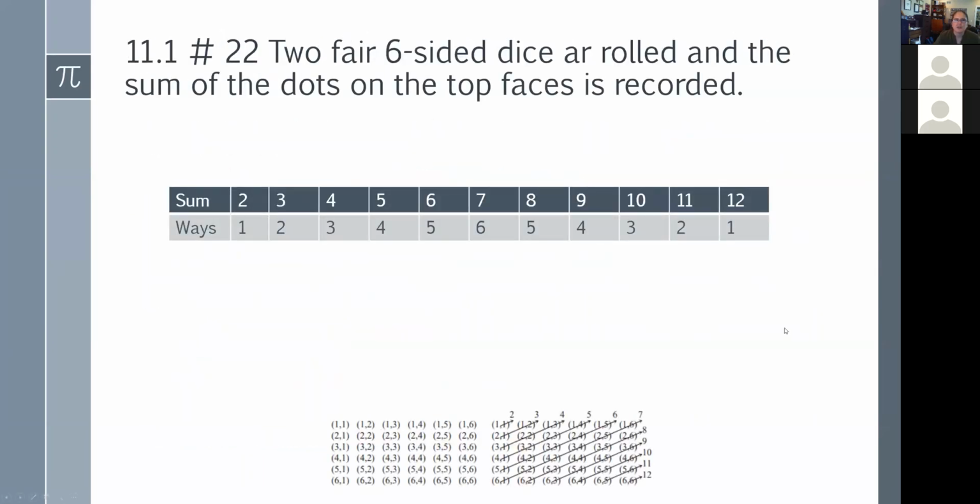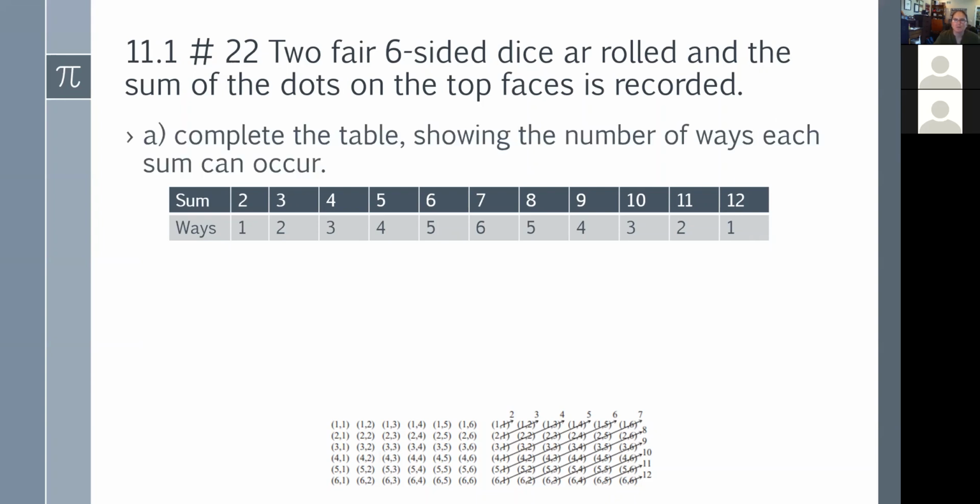Let's take a look at number 22. It says 2 fair 6-sided dice are rolled and the sum of the dots on the top face is recorded. Well, part A was to complete the table showing the number of ways that each sum can occur. There's only one way to get a sum of 2. There's 2 ways to get a sum of 3. There are 3 different ways to get a sum of 4. Okay, we can just take a look at this picture from your book, and it shows us the number of ways to get each sum. The only one way to get a sum of 12 is to get a 6 and a 6.